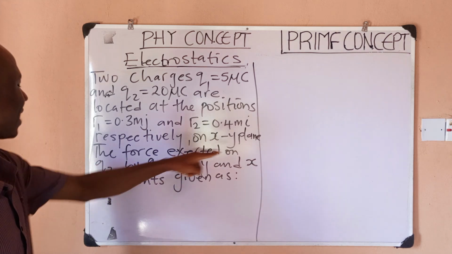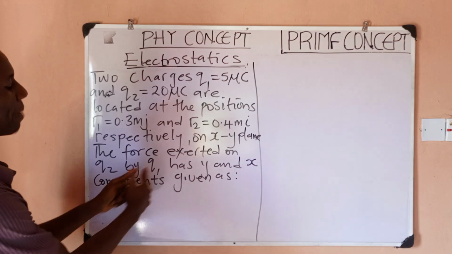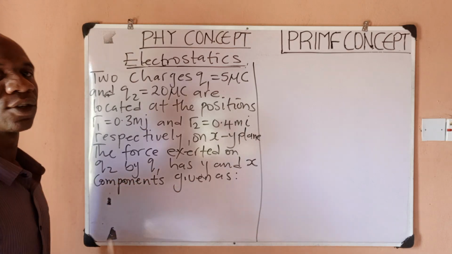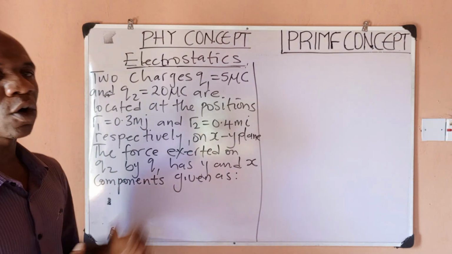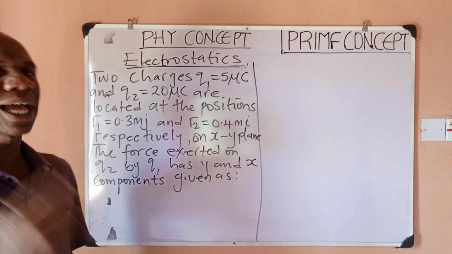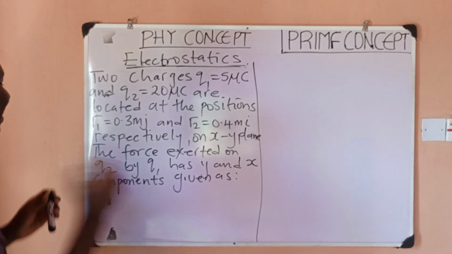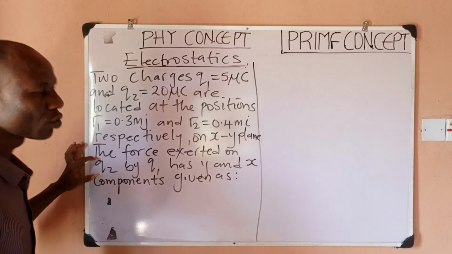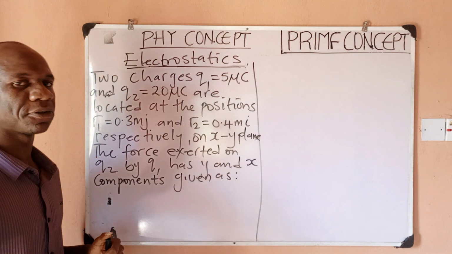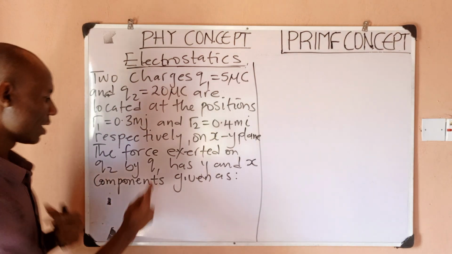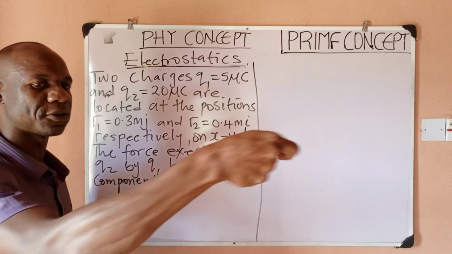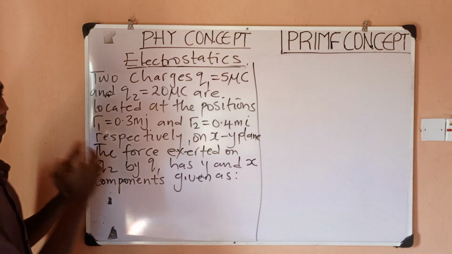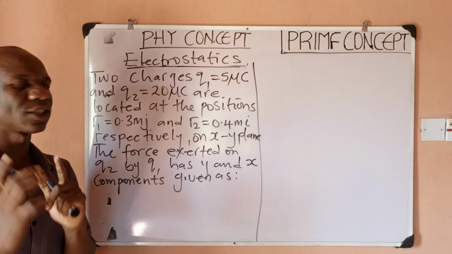So the force exerted on Q2 by Q1 has y and x components. We want to find the y component of the force and also the x component of the force exerted on Q2. What it simply means in this case is that Q2, which is receiving the force, is our test charge. Q1, which is exerting the force, is our source charge. Very important: Q2 is our test charge, Q1 is our source charge.